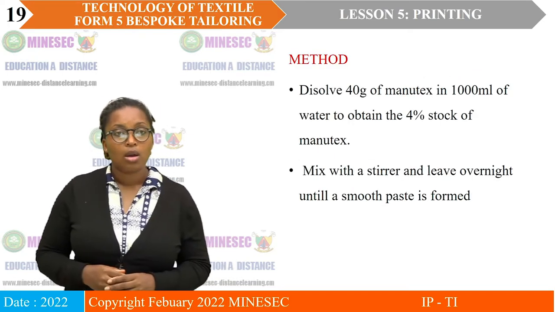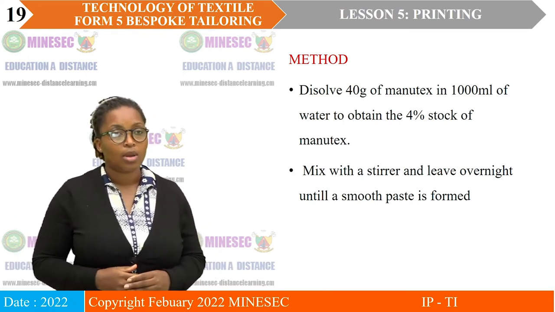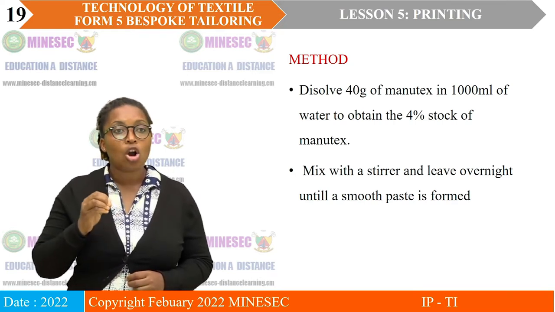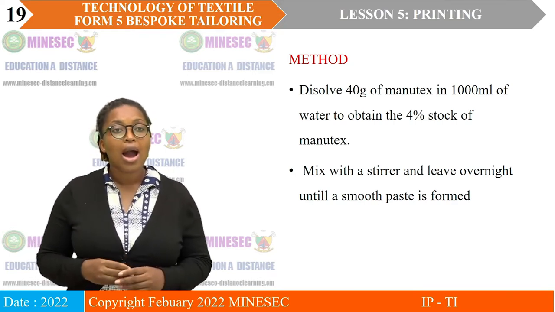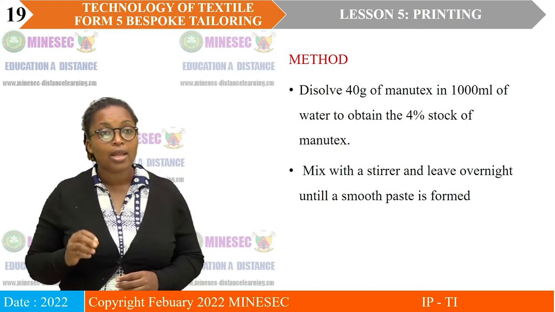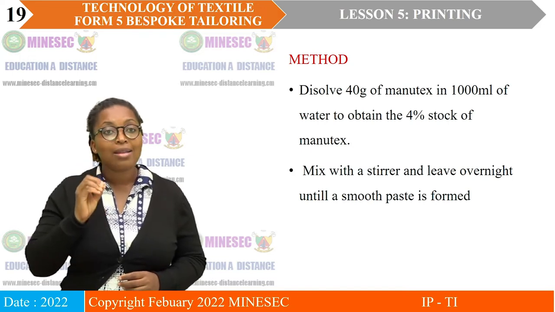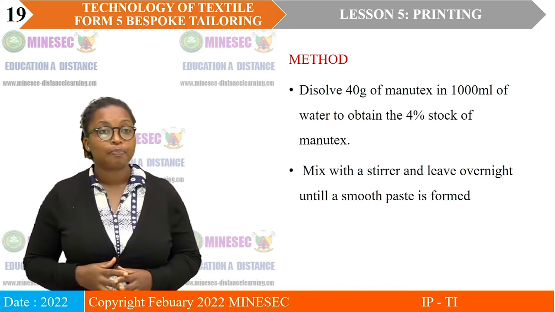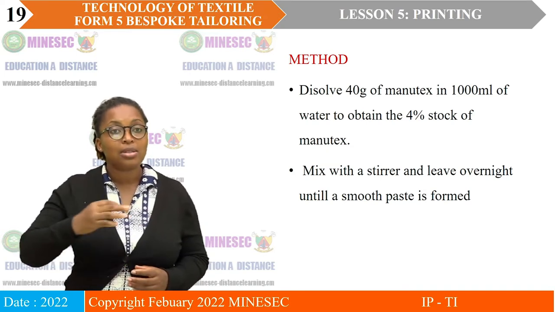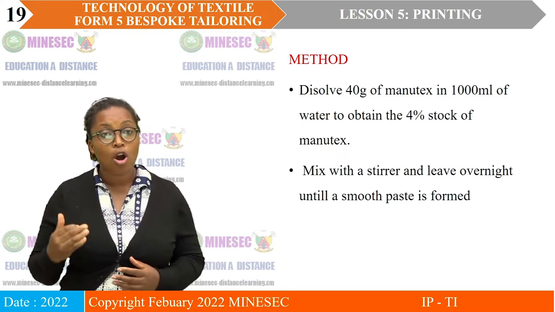Method. What is the method in the preparation of our printing paste? The first step is to prepare our 4% stock of Manutex. So how is it prepared? Our 4% stock of Manutex is obtained by dissolving 40 grams of Manutex in 1,000 milliliters of water. After that, we stir the mixture and leave it overnight until a smooth paste is formed.